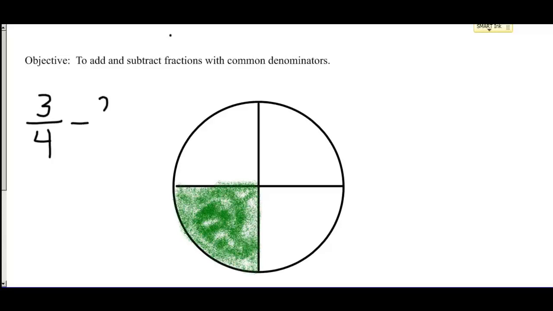So that's minus 2/4. Now the same rules apply for subtraction that applied for addition. In order to subtract fractions, I need to have a common denominator, and I do here. So I can subtract. 3 minus 2 is 1. Keep my fraction bar there, and my denominator stays the same. So 3/4 minus 2/4 is 1/4.